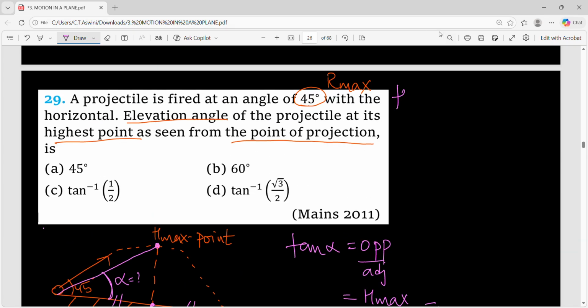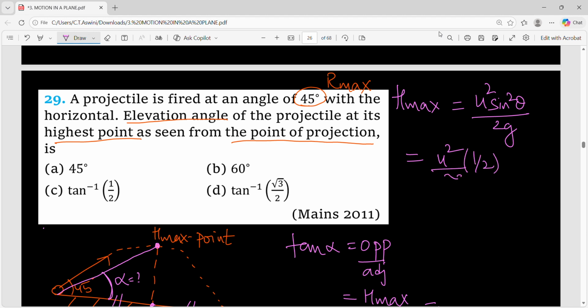What is maximum height? It is u square sine square theta by 2g. Substitute u square sine 45, theta is 45. So sine 45 is 1 by root 2. It's a square, so it will be 1 by 2 upon 2g. So what will you get? u square by 4g. Any difficulty? This is the maximum height. Just take the formula, substitute the value of theta.